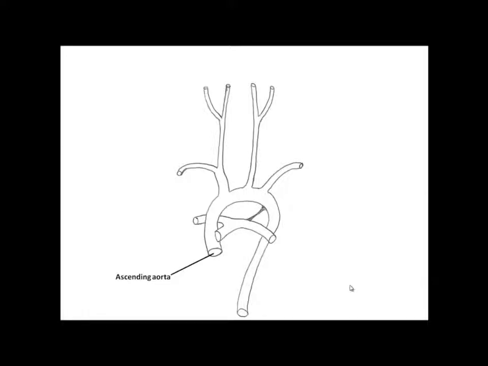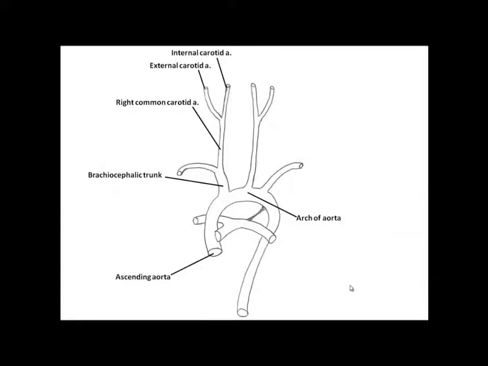We have the ascending aorta leading to the aortic arch, and from there we have three branches. The first is the brachiocephalic trunk, which splits into a right common carotid, which in turn splits into an internal and external branch going to the brain and the head, respectively. The right subclavian artery goes to the right upper limb. The second branch is the left common carotid artery, again branching into an internal and external branch. And finally, the third branch off the aorta, most times, is the left subclavian artery.